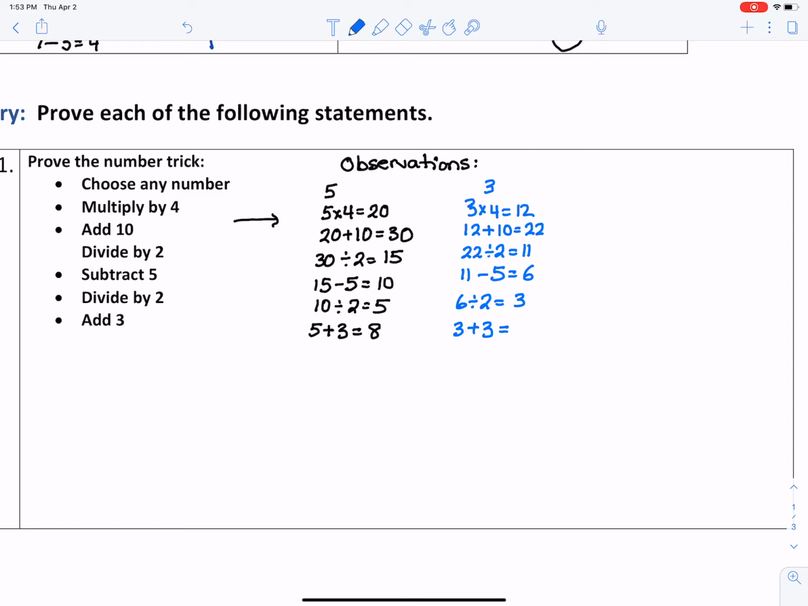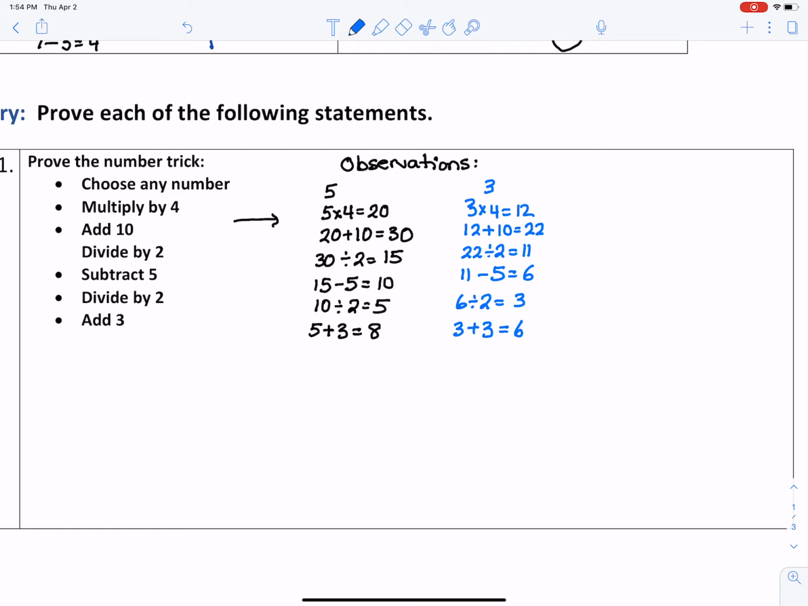Now it looks like I probably made a mistake somewhere here because I don't know if this trick actually works. So 3, choose any number, multiply it by 4 is 12. Add 10, divide by 2, subtract 5, divide by 2, add 3. 5. 5 times 4 is 20. 20 plus 10 is 30. 30 divided by 2 is 15. 15 subtract 5 is 10. 10 divided by 2 is 5. 5 plus 3 is 8.